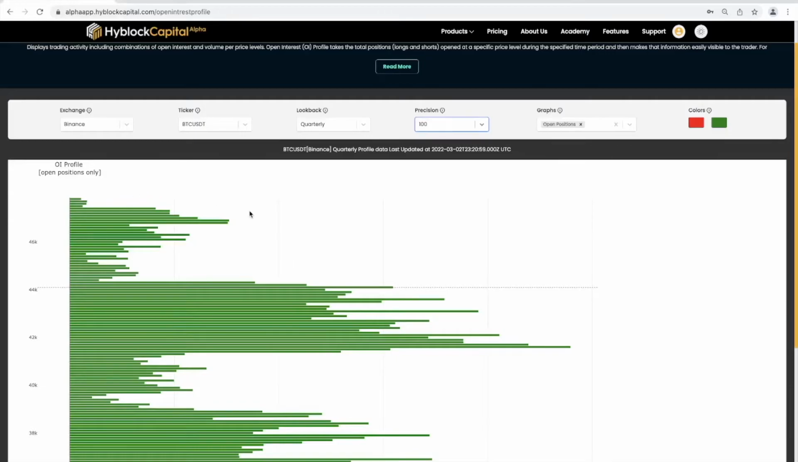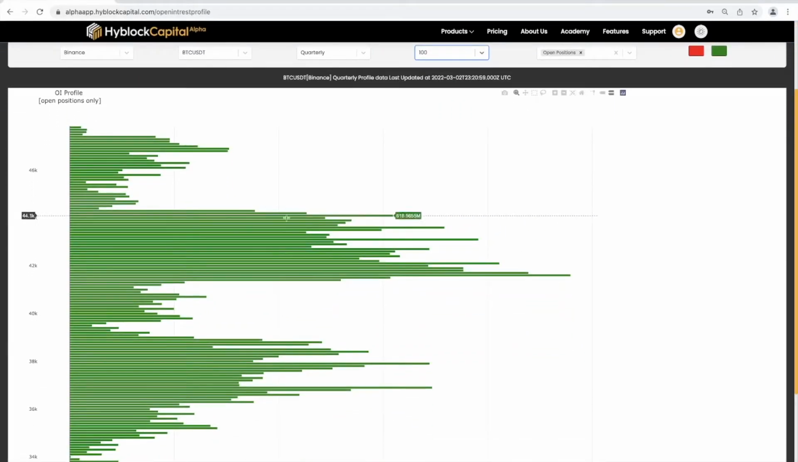Moving on to the open interest profile, we can see that currently price sits in a region where there are multiple high OI nodes. That includes at 44,100, 43,600, 43,100, 41,800, and 41,600. If we move up, we can see that there is a liquidity gap in this range over here between 44,400 and 45,500.